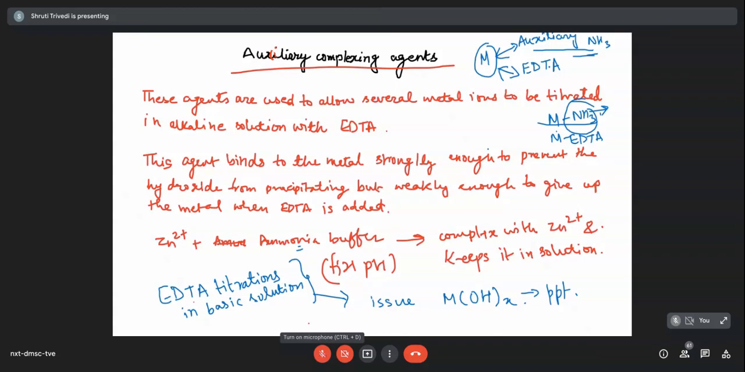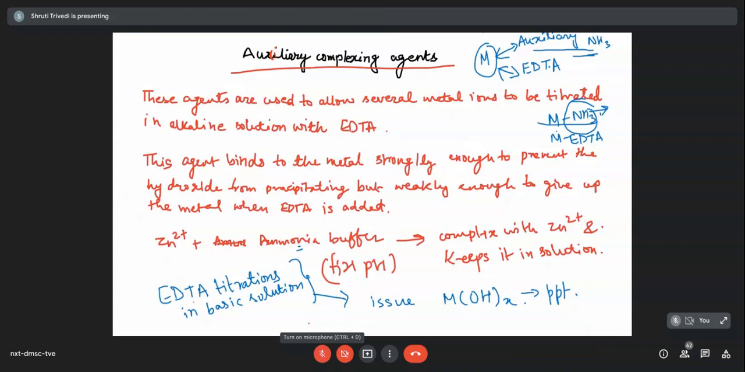Okay, I'll explain again. First you should understand what auxiliary means. Auxiliary means anything which can help a particular reaction to be carried out. In this case, suppose we are adding a buffer in the form of ammonia. That could help in fixing the pH of the solution. That is its first work. The second work is that it should be able to make a bond with your metal ion.